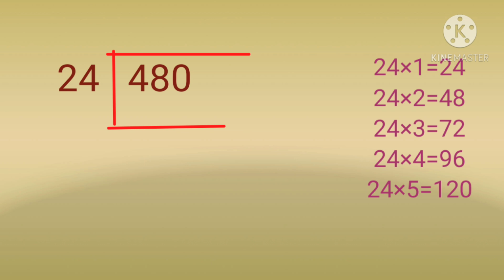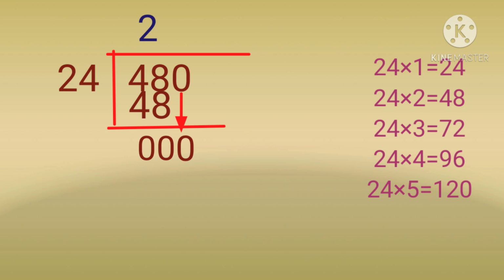Now let us see the table of 24 first. Let us see how many times 24 goes in 48. Yes, it is 2 times, isn't it? So 24 into 2 will give you 48. Now subtract and you get the remainder as 0. Then bring down the next digit 0.